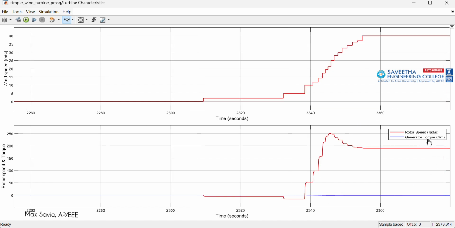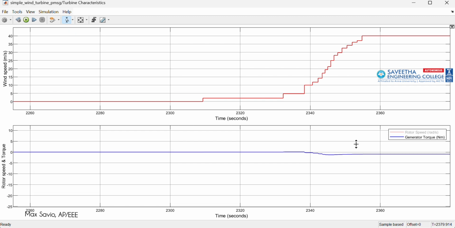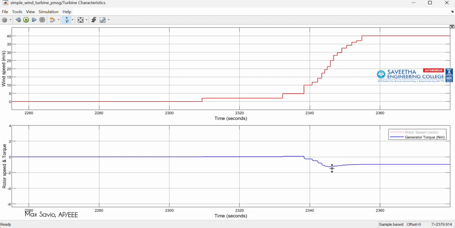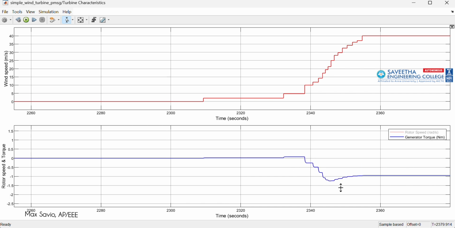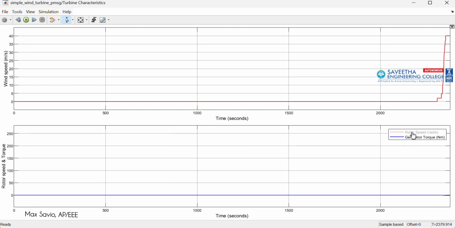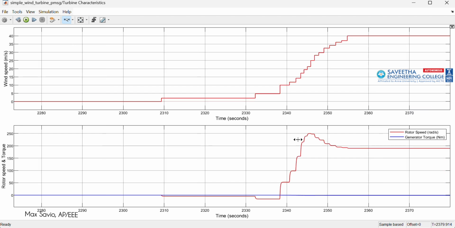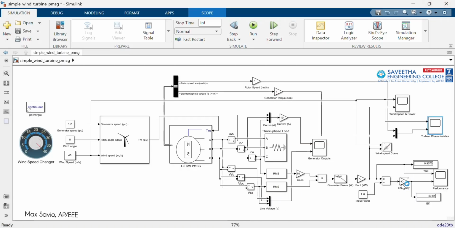We can see the generator torque here. So this blue line is the generator torque. We would like to see how much the generator torque is. Okay, the torque fluctuates upon driving it. So this is what, and if you see the rotor speed, I'll zoom this way. You can get the same. Okay, so the rest of the things are already seen in the previous graph.